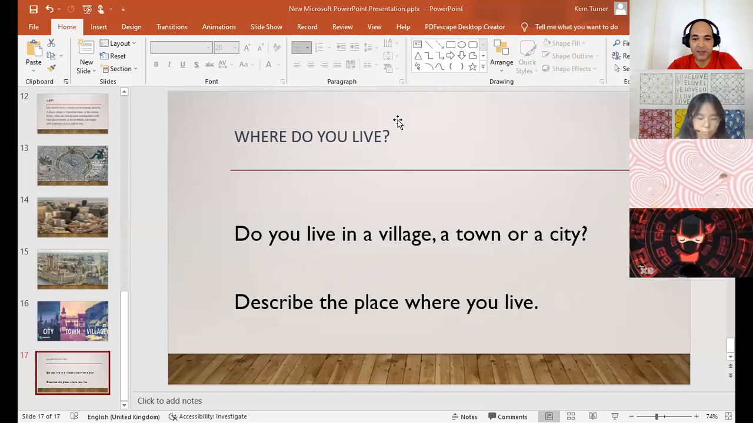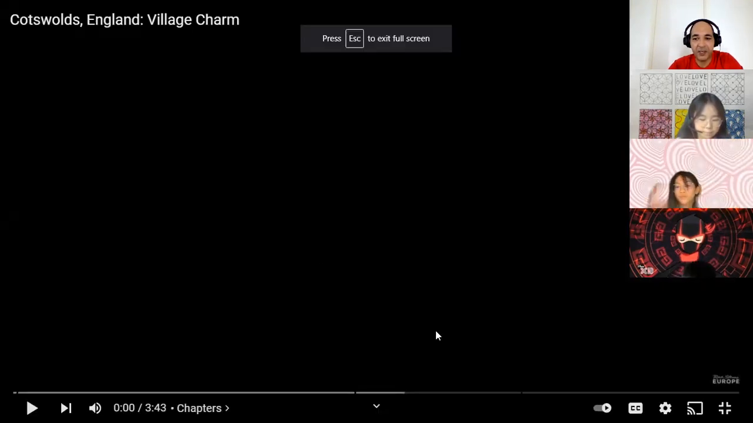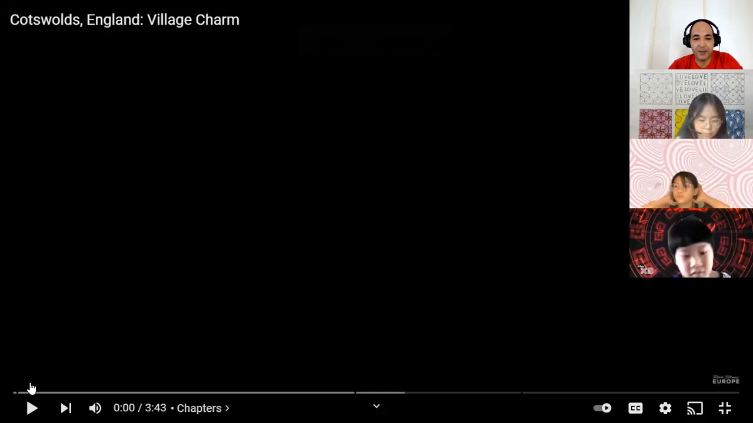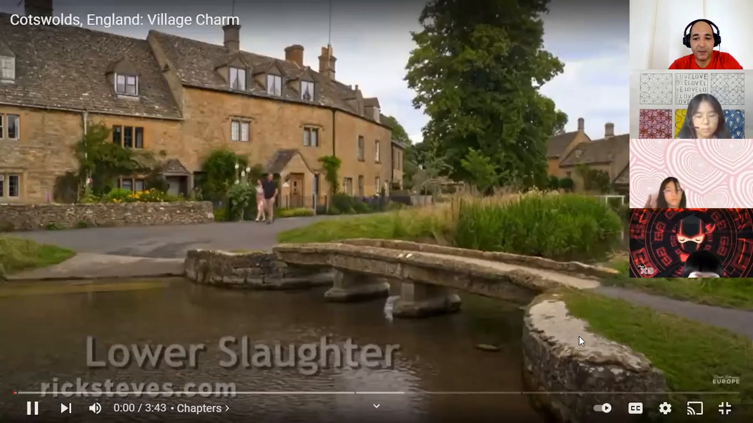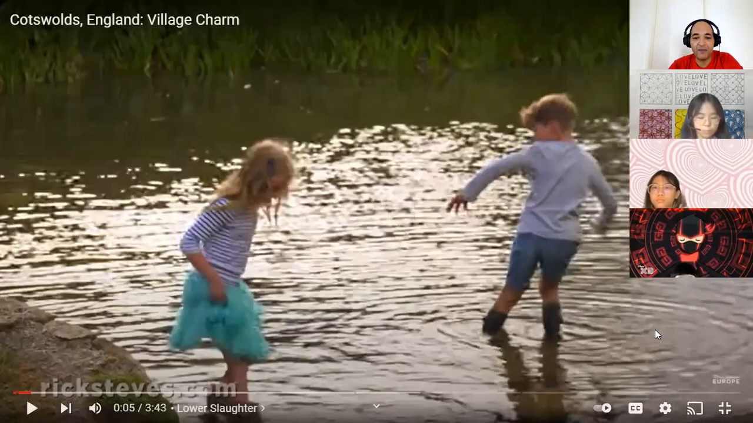So let's have a look at a village in England. Lower Slaughter is a classic example of a Cotswold village. I think everyone knows what a city is like, Bangkok. I think everyone knows what a town is like, Nonthaburi. But do you know what a village is like?